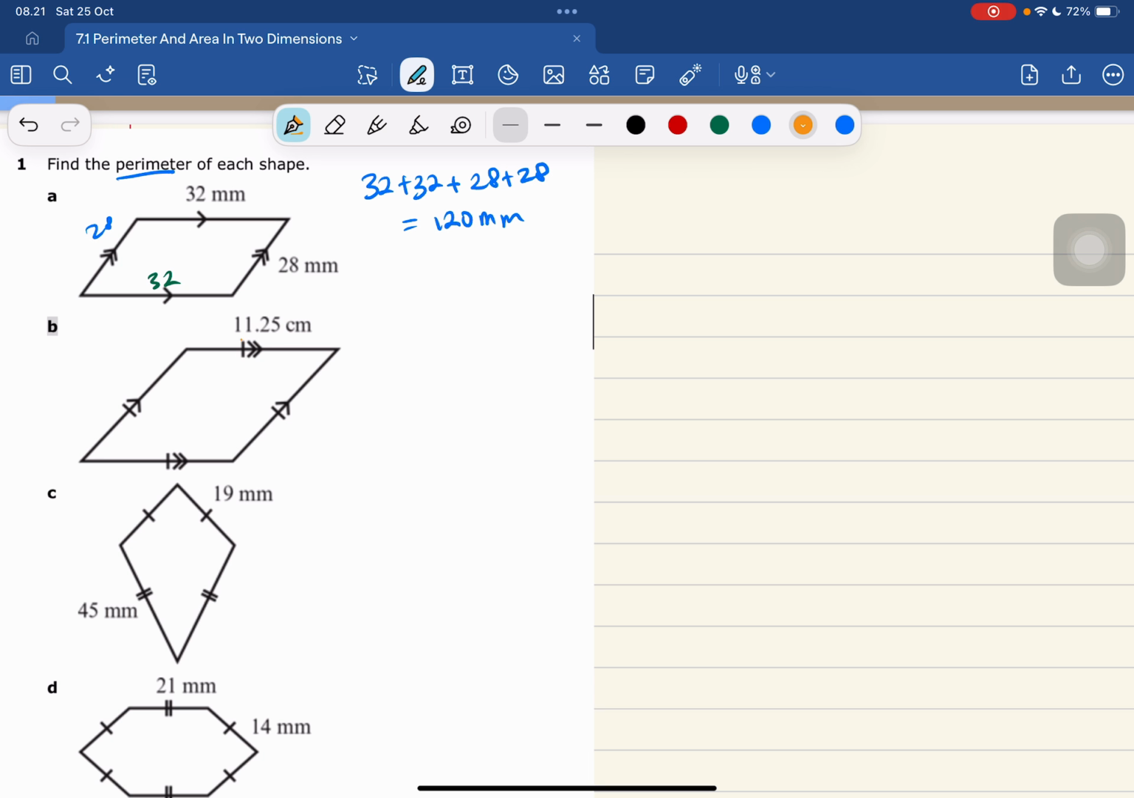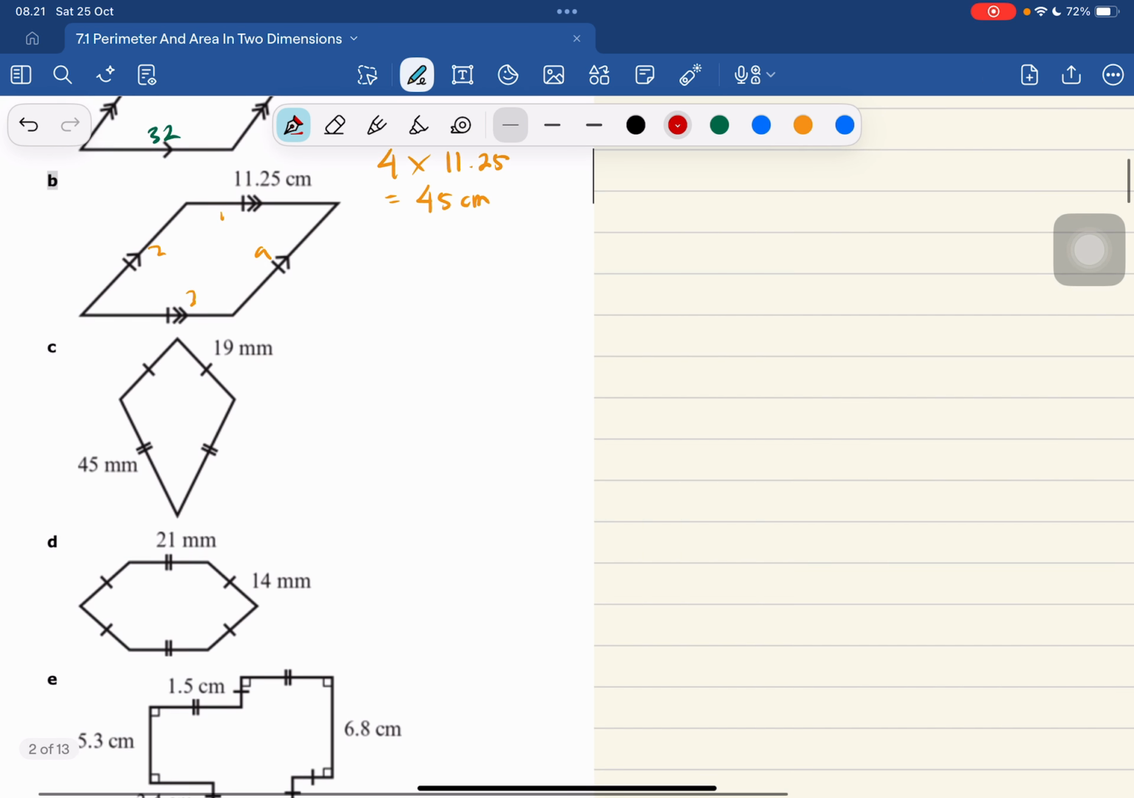Next, this is a rhombus. All of the sides are equal, so we got 1, 2, 3, 4, 4 equal sides. We can make it 4 times one side, which is 11.25, so it's going to be 45 centimeters.